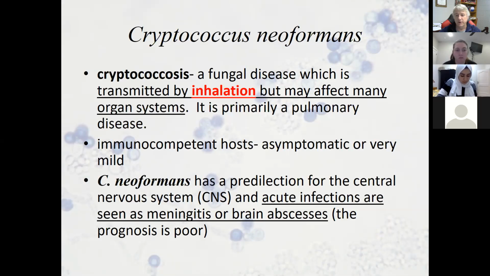Immunocompromised host. The immunocompetent host again is asymptomatic or very mild. So normal, no issues. It does have a predilection for the central nervous system. So it does move to the central nervous system, and this is what sets up the meningitis or brain abscesses. And they are a poor prognosis if that ends up happening.